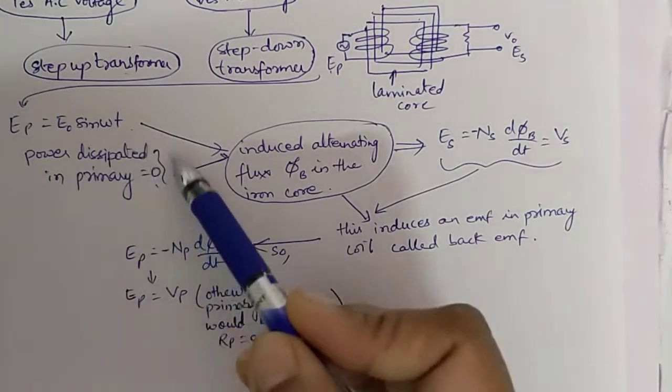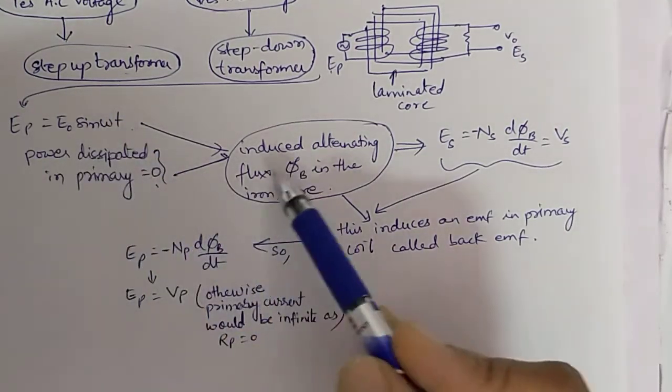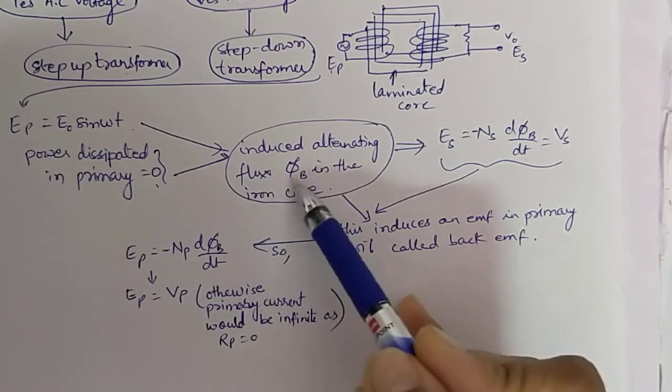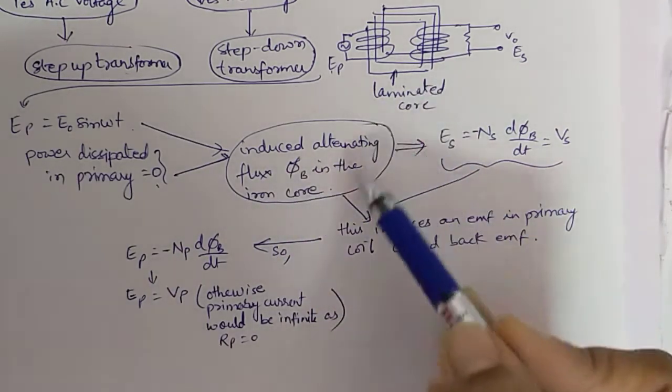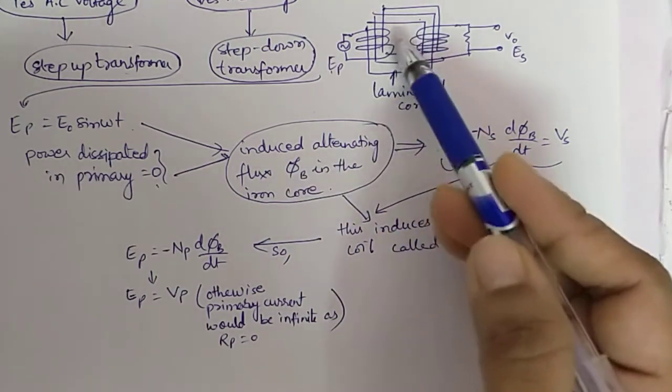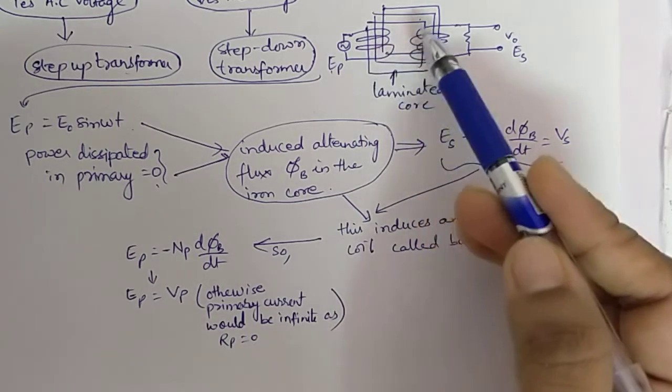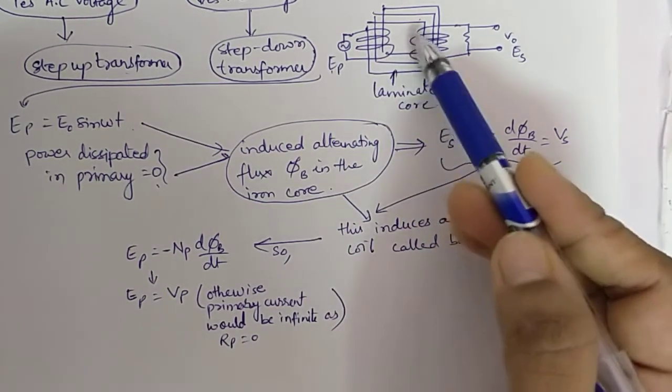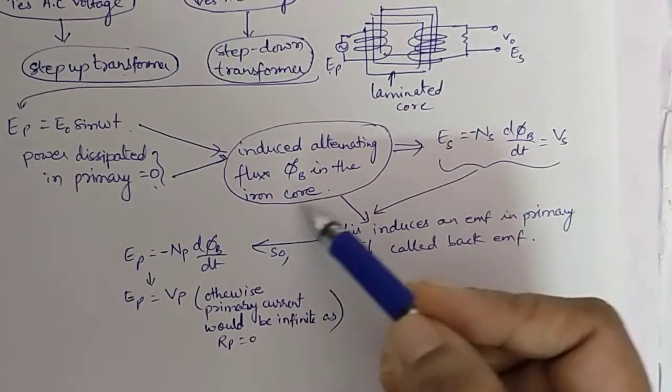Okay, and because of this alternating EMF, there is an induced alternating flux. Alternating flux is induced in the iron core. Because of this magnetic field changing here, there will be induced alternating flux. The direction of flux will keep on changing in the iron core.